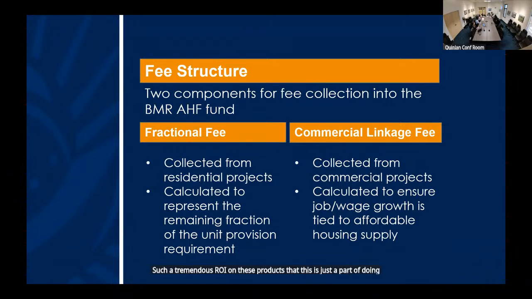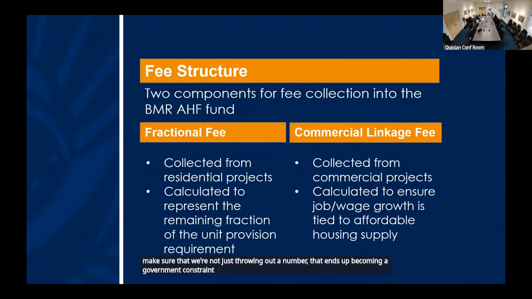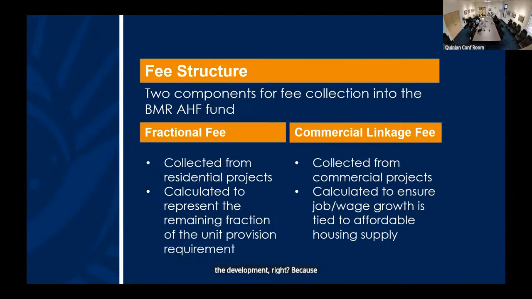Well, ideally, the whole idea behind doing this nexus study is to make sure that we're not just throwing out a number that ends up becoming a government constraint for development, right? Because that's the idea with running these prototypes, so that we can make sure that the kind of housing that we want to see still pencils out, so to speak. So ideally, if we do it right, no, it shouldn't be.